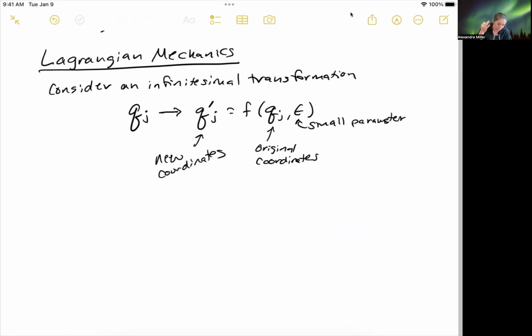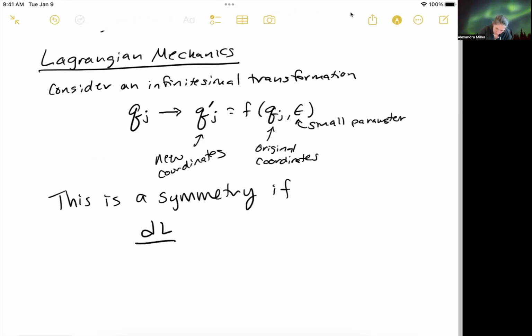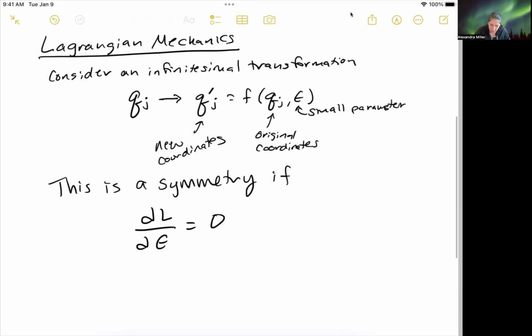This transformation is said to be a symmetry if the Lagrangian does not change when you make this transformation. So this is a symmetry if the derivative of the Lagrangian, so the change in the Lagrangian with respect to that small parameter epsilon, which parameterizes our change, is set to 0, which is to say the Lagrangian doesn't change. Then this is said to be a symmetry of our system.